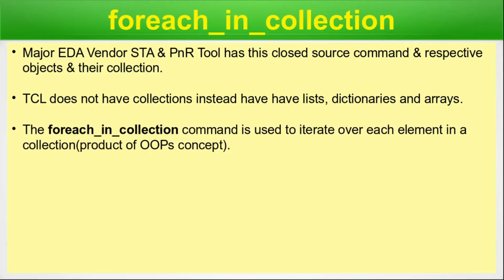The for each in collection command is used to iterate over each element in a collection, and this collection is a product of the OOPS concept, which I was just talking about, because for each in collection operates on each object, and each object will belong to its parent class and consist of the properties that come from the parent class. This is the basic difference between for each and for each in collection. The for each operates on a pure data structure, whereas the for each in collection operates on a collection, where the collection itself is a list of objects.